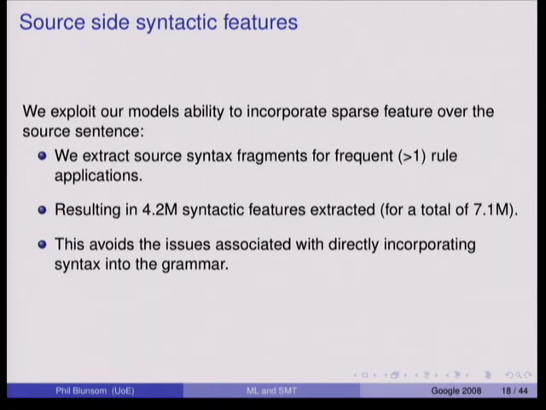And this has advantages. This means that we don't have to worry where translation units don't correspond to syntactic constituents. We don't have to have heuristic ways of dealing with that. In that case, the features just aren't present. So we're going to extract rules which correspond to syntactic fragments. And this amounts to about 4 million features. And so in total, we'll have about 7 million features in the model.